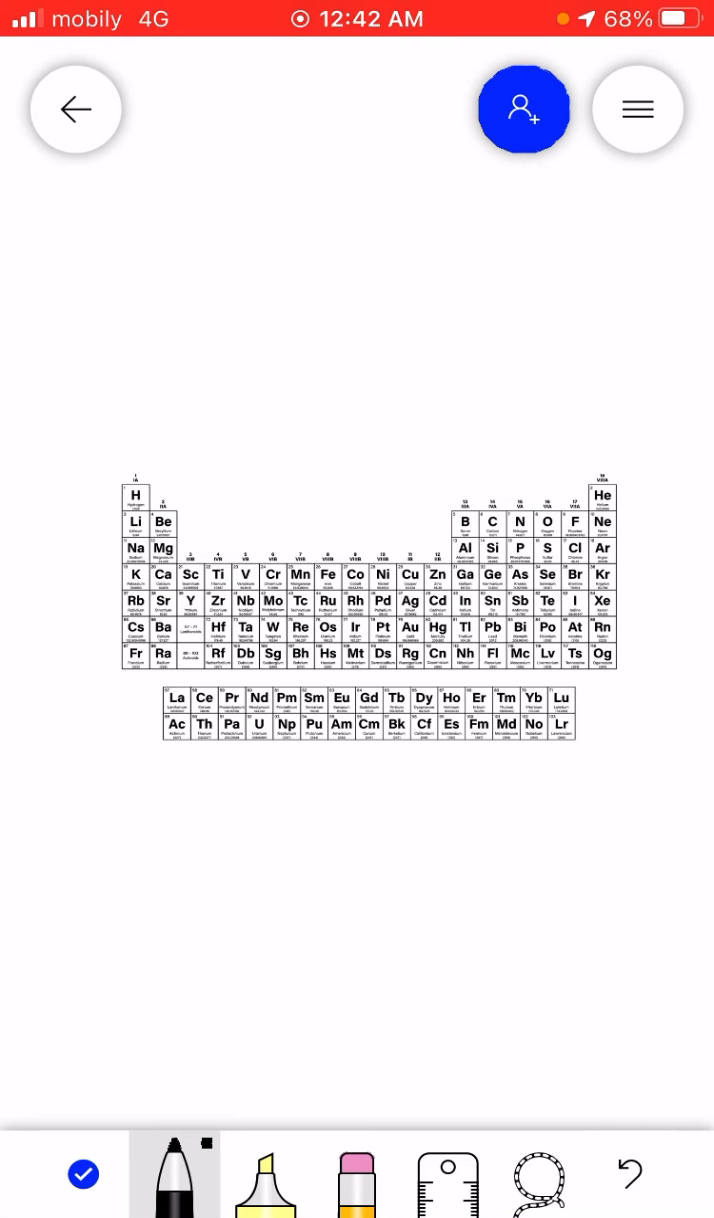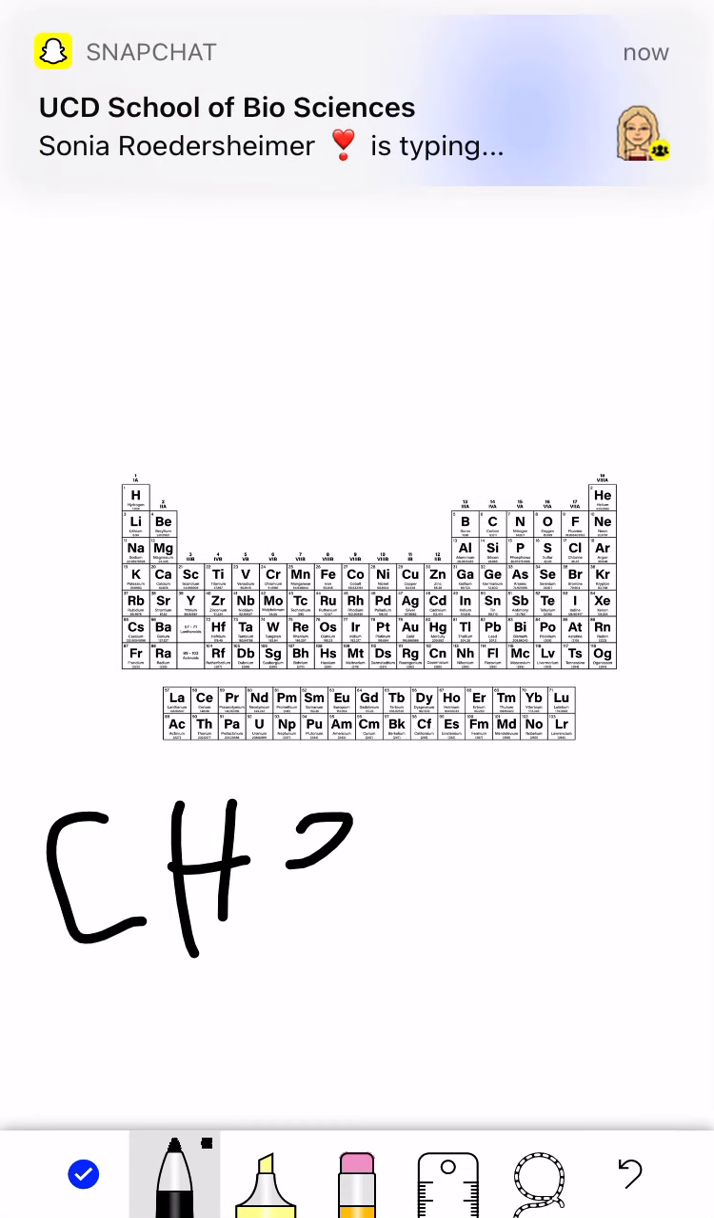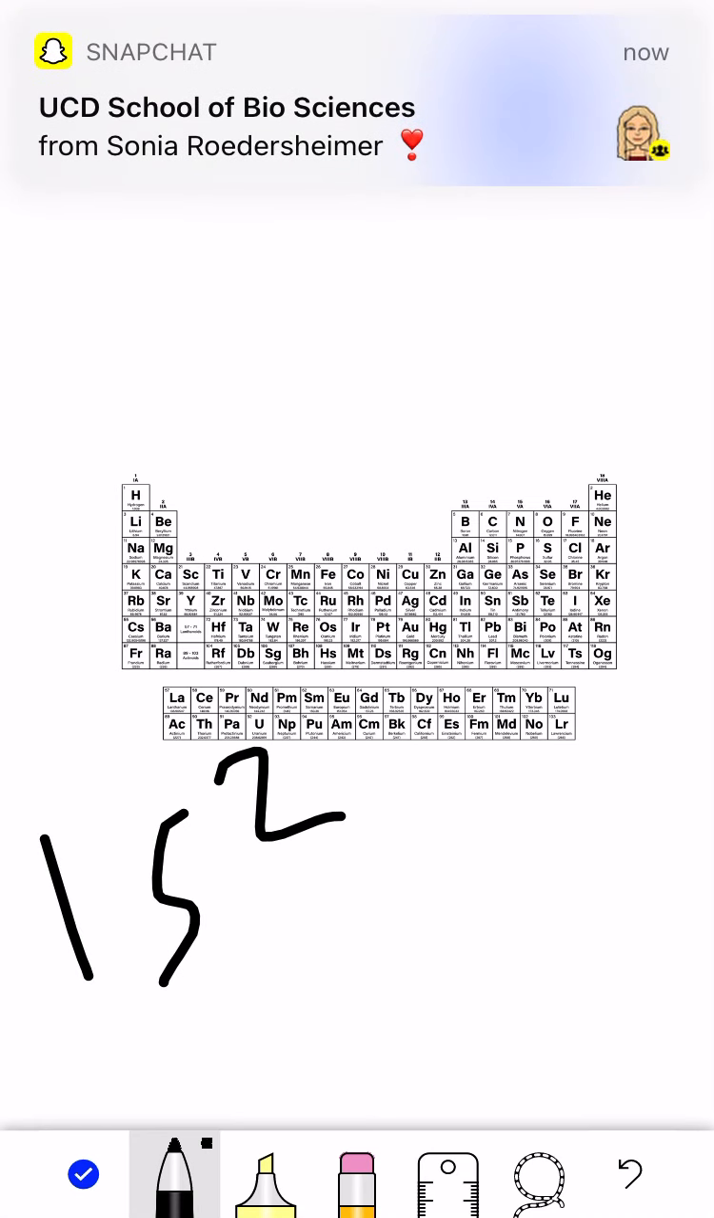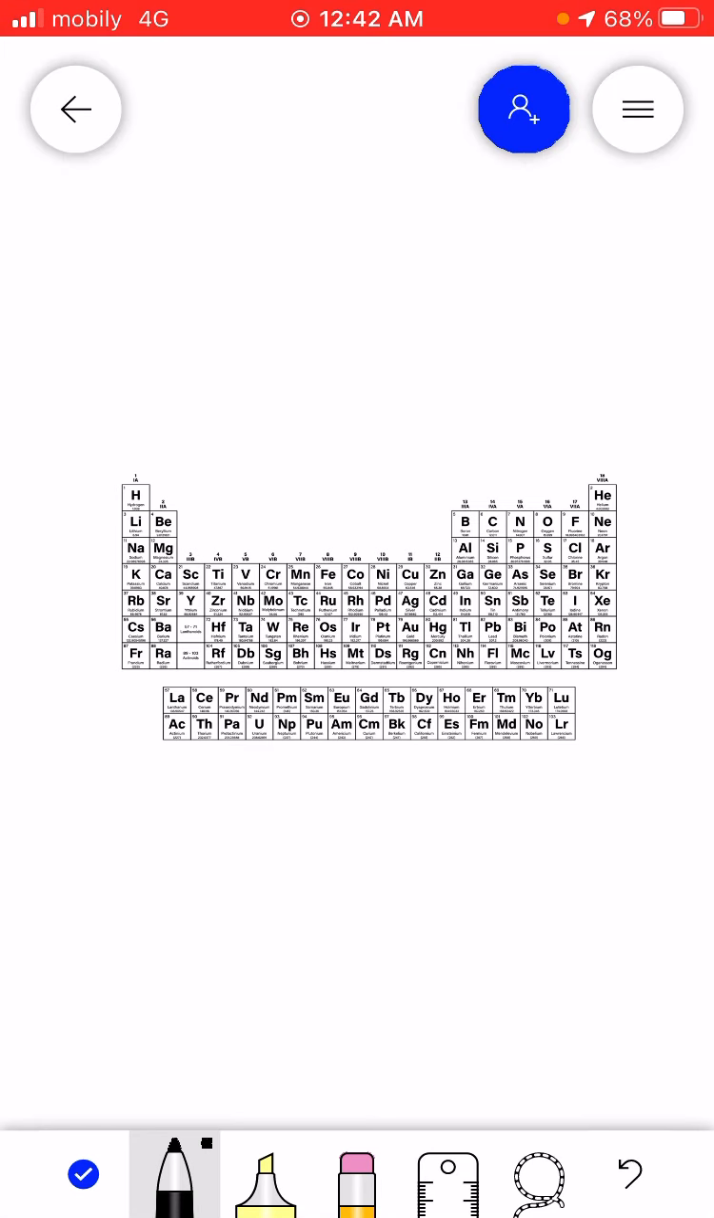If we're trying to find helium, what do we put? Well, it's basically just 1s2. All right. Why 1s2? Because 1s1 is basically hydrogen, and 1s2, because 1 indicates the energy level, it's basically helium. All right.